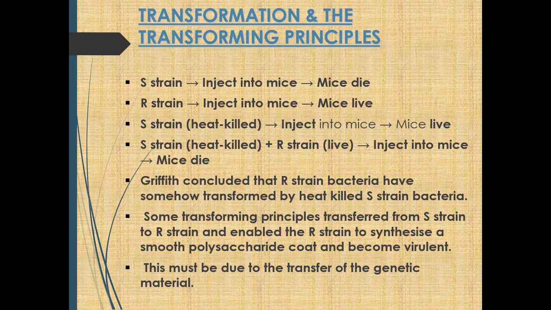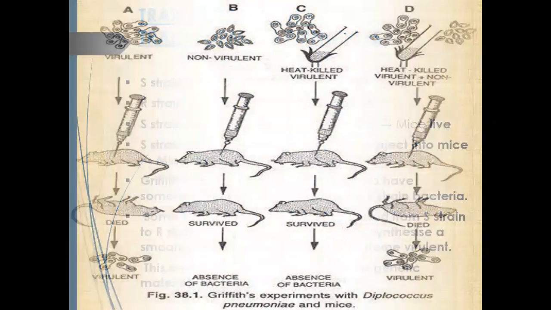So some transforming principle transferred from S strain to R strain and enabled the R strain to synthesize a smooth polysaccharide coat and become virulent. So this must be due to the transfer of the genetic material.